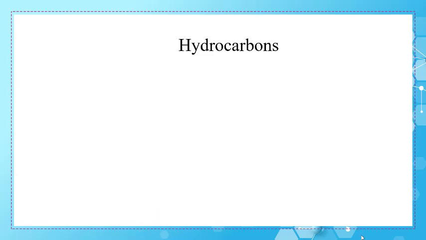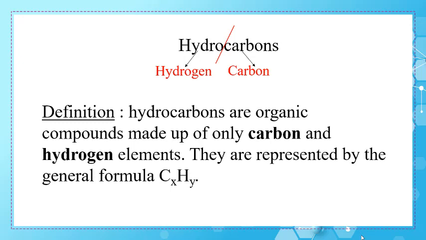Hydrocarbons. This name can be divided into two parts. The first part is hydro, which means hydrogen, and the second part is carbons, which means carbon. So the definition of hydrocarbons: hydrocarbons are organic compounds made up only of carbon and hydrogen elements. They are represented by the general formula CxHy.